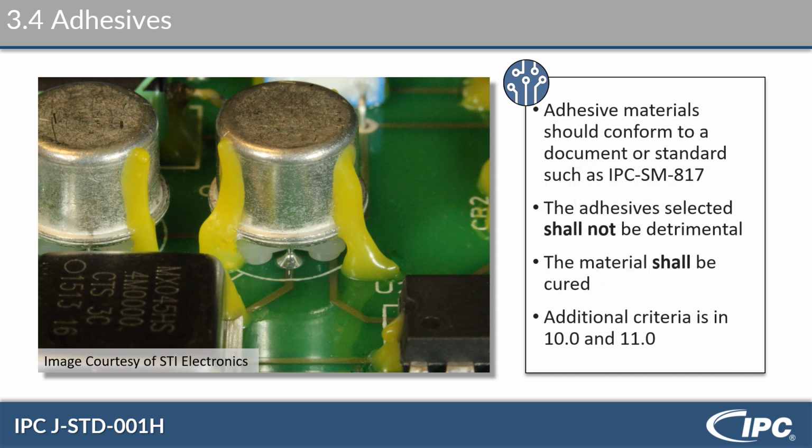Adhesive materials should conform to a document or standard. The adhesive selected shall not be detrimental, so it can't be like super glue going onto something, because if it breaks, it could rip the board. The material shall be cured in the oven. And then additional criteria is in 10 and 11.